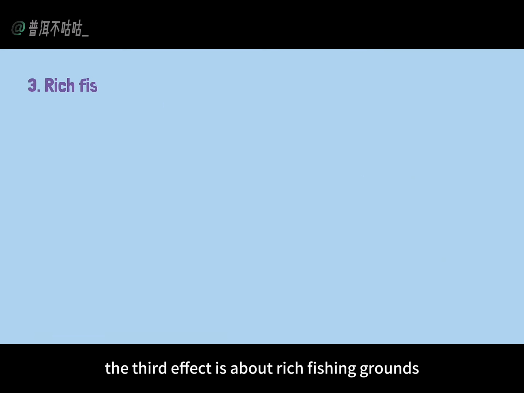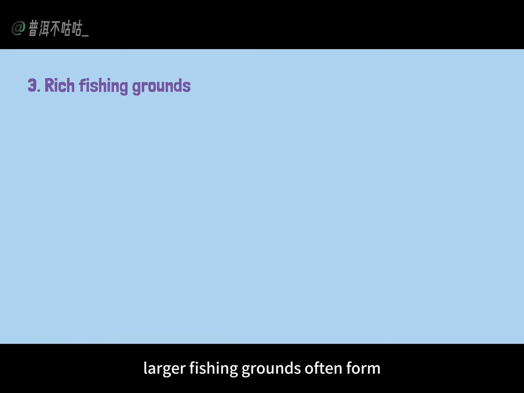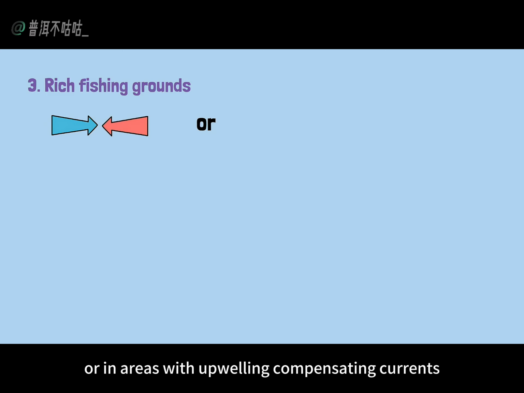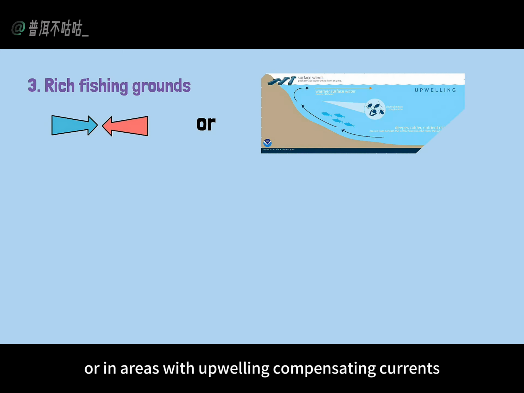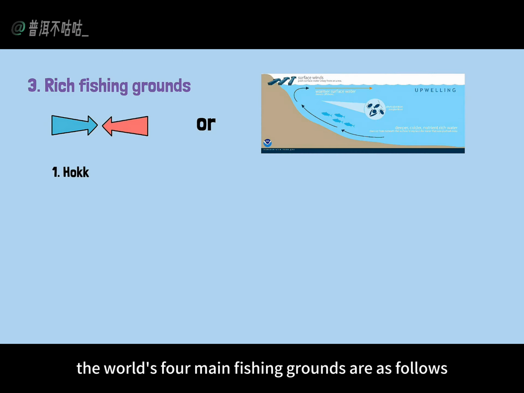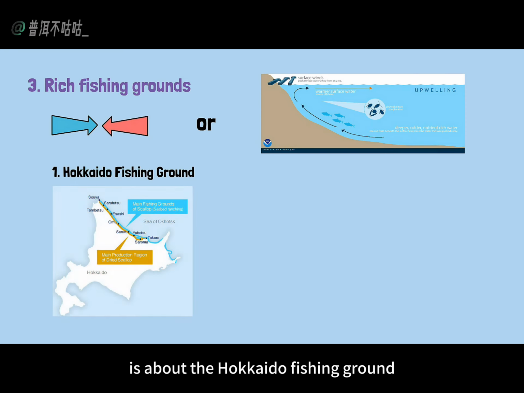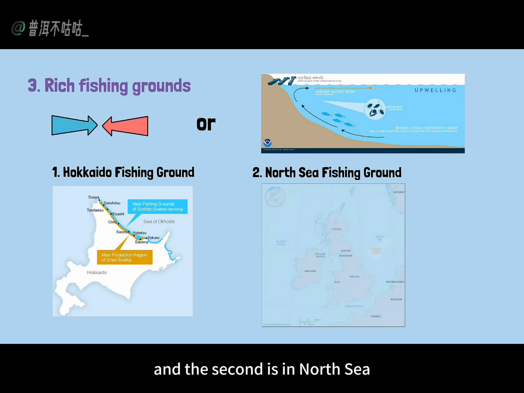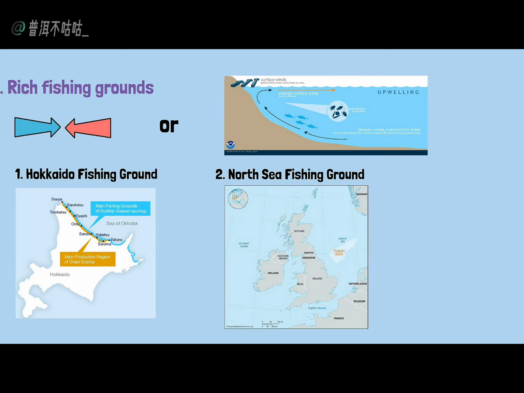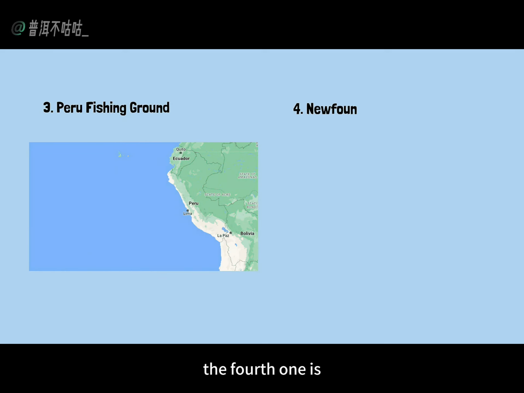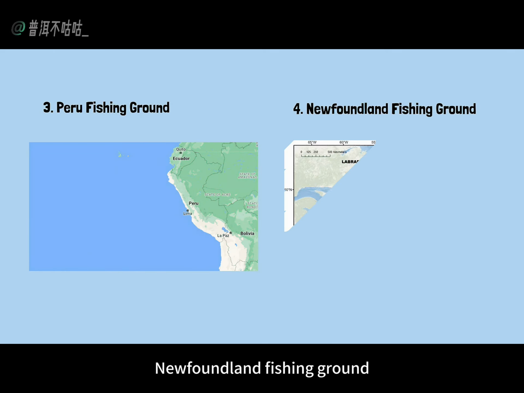The third effect is about rich fishing grounds. Larger fishing grounds often form at the intersection of cold and warm currents, or in areas with upwelling compensating currents. The world's 4 main fishing grounds are as follows: the first image is the Hokkaido fishing ground, the second is in the North Sea, and the third one is in Peru. The fourth one is the Newfoundland fishing ground.